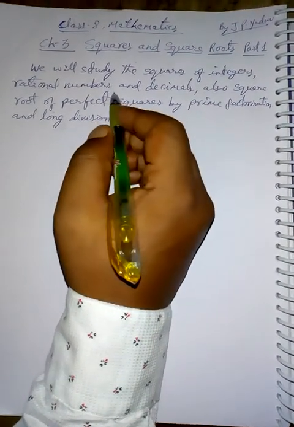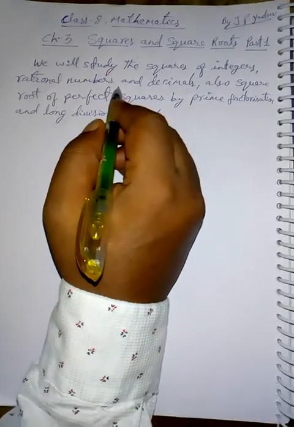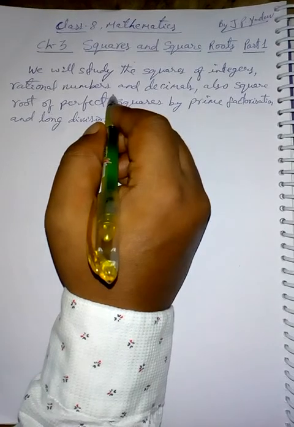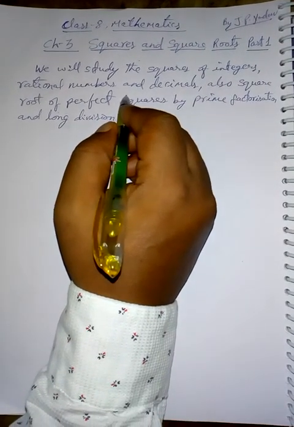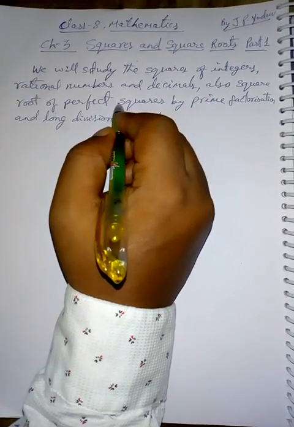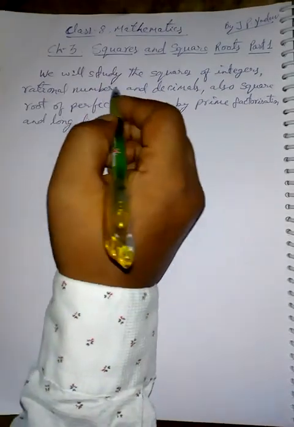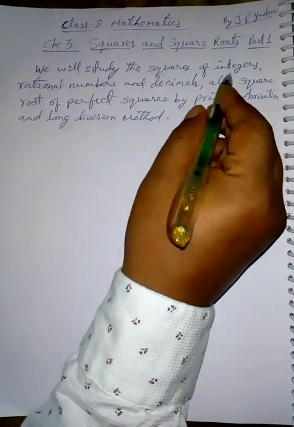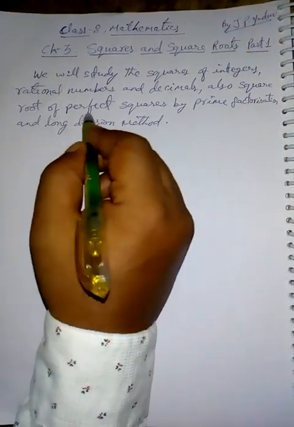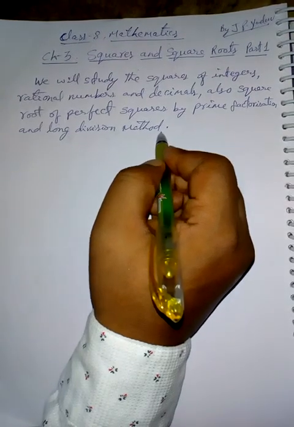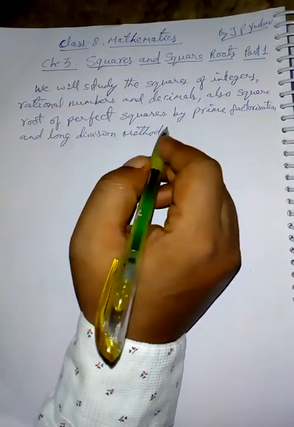In the previous class we studied chapter 2, exponents. In that chapter we studied about powers and integral exponents of rational numbers. In this chapter 3, squares and square roots, we are going to study about the squares of integers, rational numbers and decimals. Also square root of perfect squares by prime factorization and long division methods. These things we are going to study in this chapter.